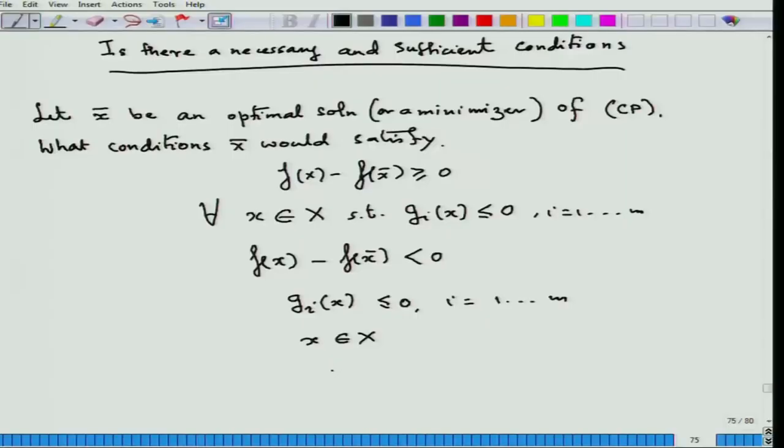Because if there is an x which is feasible to this original problem Cp and also satisfies this, it means it has a value which is better than f of x bar. Then you cannot say that x bar is a minimum, but we have guaranteed that x bar is a minimum. So, x bar minimizes the function over the constraints. So, this system does not have a solution.